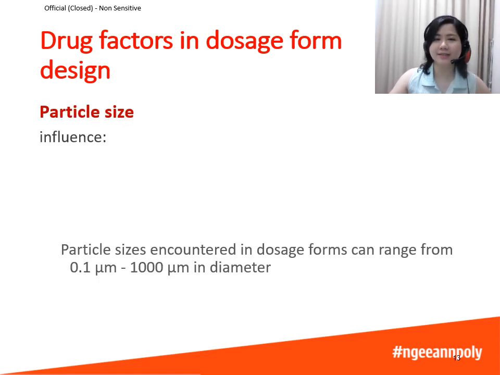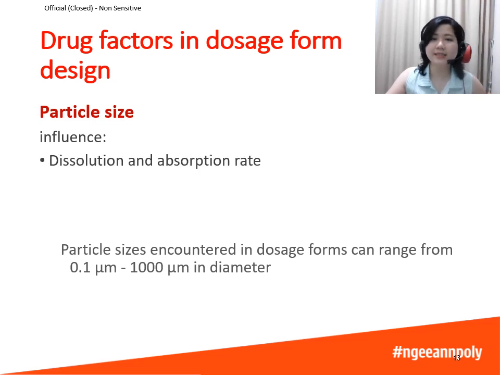The particle size of the drug is also important. There is a wide range in particle sizes used in dosage forms. The particle size used in parenteral suspensions and aerosols for inhalation are generally smaller. For oral and topical formulations, the particle size can be bigger. Particle size influences dissolution and absorption rate. Smaller particles can dissolve faster and therefore get absorbed faster.